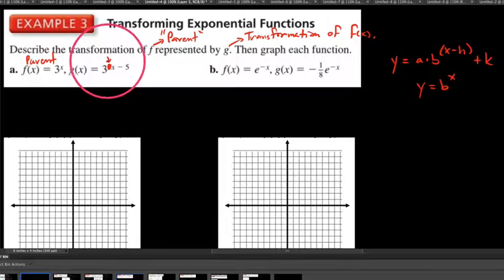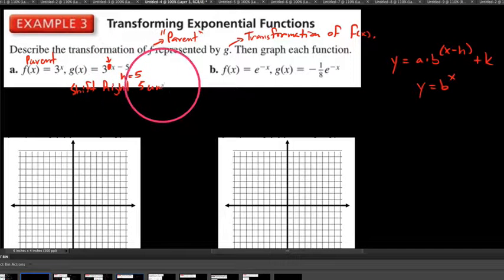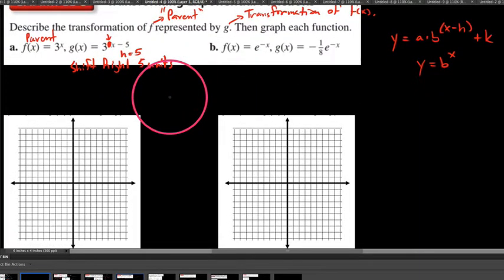But what I want to be able to do is see that this would just be a transformation of f of x in that it has an h value up here hanging out with its x value. In this case, h is equal to a positive 5, which means that identifying this, it's going to shift right 5 units. Now that we've identified this, we're going to throw these graphs together pretty quickly, starting with graphing the parent function.